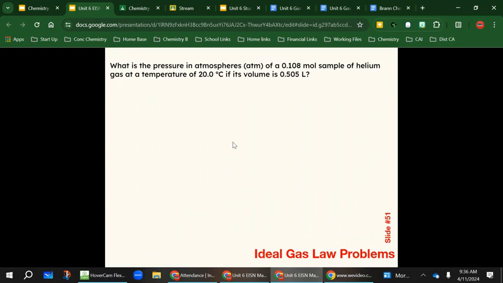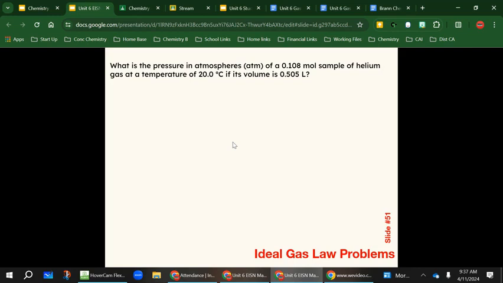What is the pressure in atmospheres of a 0.108 moles sample of helium gas at a temperature of 20 degrees Celsius if its volume is 0.505 liters? Please understand, volume now must be in liters. Why? Because in our R value, the units are liters. Remember, it didn't matter what unit on each side, but they both had to be the same. Because in the R value the unit is liters, in our problem it has to be liters. Questions? So for ideal gas laws, we always have to get it into liters.